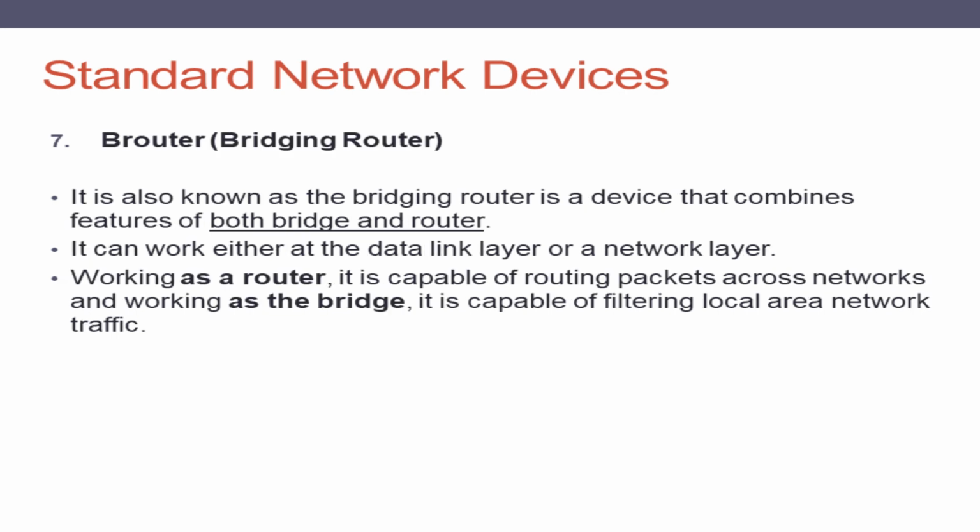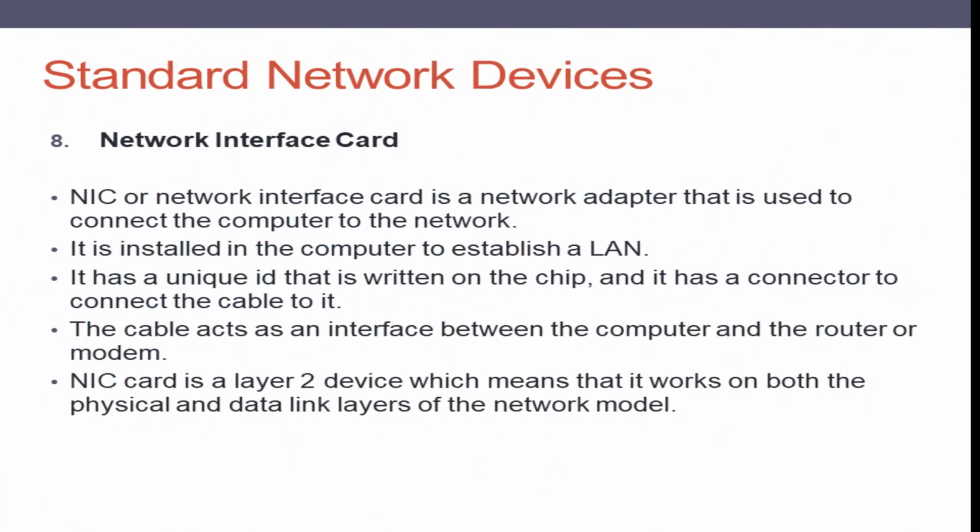Standard network devices. Brouter, bridging router. It is also known as the bridging router, a device that combines features of both bridge and router. It can work either at the data link layer or the network layer. Working as a router, it is capable of routing packets across networks, and working as a bridge, it is capable of filtering local area network traffic.